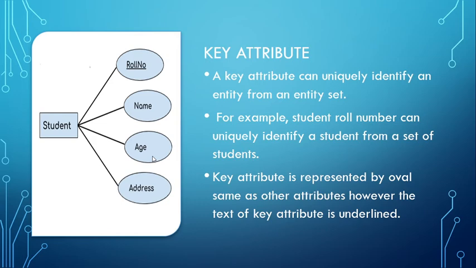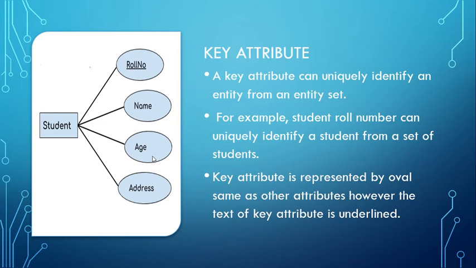If we call for a particular student by pin number, they are easily identified with the help of this key attribute. It is a unique number, and that 25 will not be given to any other student. Every student has a uniquely identifying number, so that they can be retrieved, called out and identified easily. The key attribute is represented by an oval, same as other attributes.